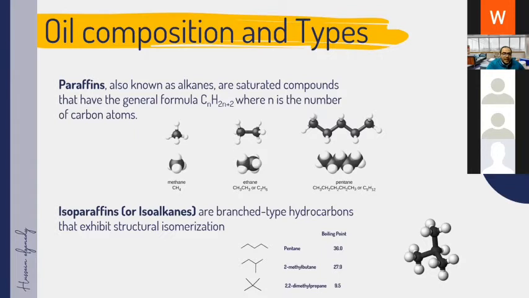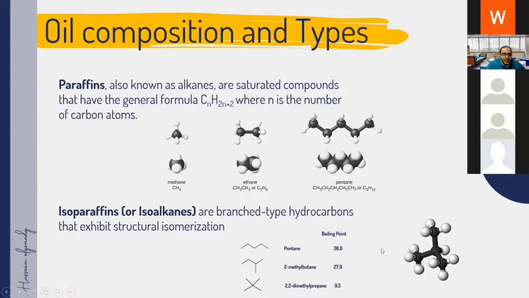The paraffins are like methane, ethane, and pentane. This is a straight chain compound with no double bond, a saturated compound. There are also isoparaffins, which are branched paraffins, like this one. When it is a branched paraffin, it's called isoparaffin.